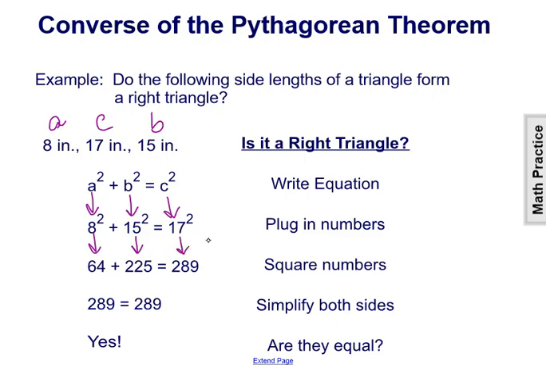If we simplify both sides, 64 plus 225 is equal to 289. The right side was already 289 and they are equal, so that means yes, those side lengths form a right triangle. So you can use this converse now to see if any 3 side lengths form a right triangle. You just have to test the Pythagorean theorem and see if it's true or not.